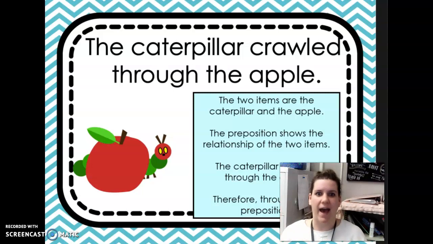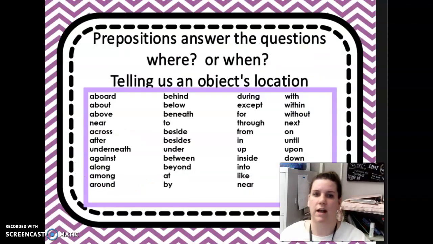So if you're following the pattern here, you know that a lot of our prepositions are kind of where something is located. So we have other prepositions here, and I have a whole list for you. Aboard, about, above, near, across, after, underneath, against, along, among, around, behind, below, beneath, to, beside, besides, under, between, beyond, at, by, during, except, for, through. Tons of them. On, upon. There's just tons. Where you have two objects in a sentence, where are they within your sentence? So how are they relating?